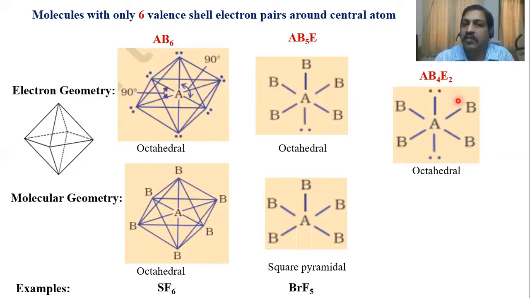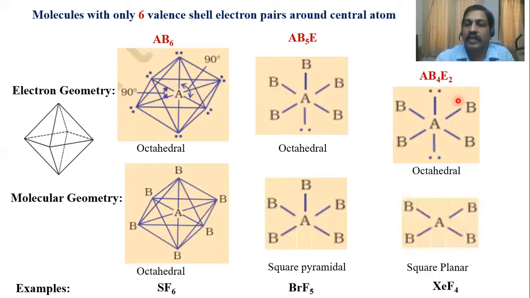If we consider only the arrangement of atoms in the molecule, we will arrive at the molecular geometry. So as we can see, the molecular geometry is square planar. So xenon tetrafluoride is a AB4E2 type molecule, and it is having a square planar geometry.